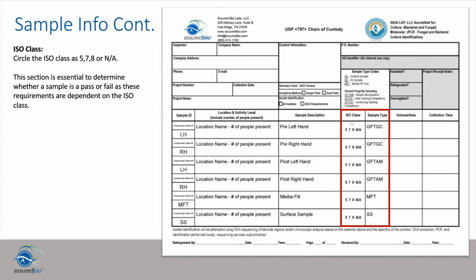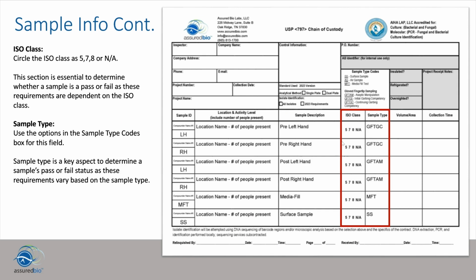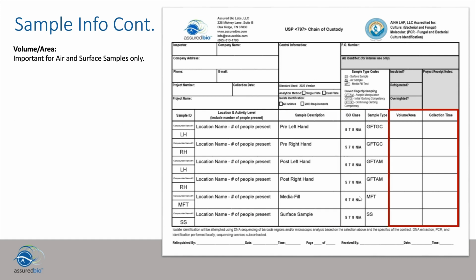Identifying the ISO class is essential to determine whether a sample is a pass or fail, so please mark one of these categories for each sample type, as well as including one of the codes for sample type. This is also essential to determine a sample's pass or fail status. The volume or area fields are only necessary for air and surface samples, and the collection time, while not required for analysis calculations, may be helpful for your records.